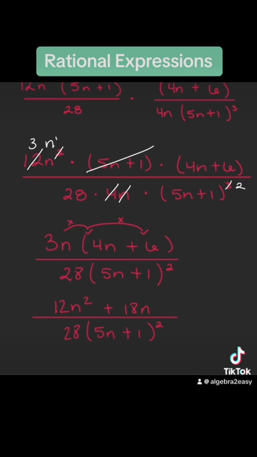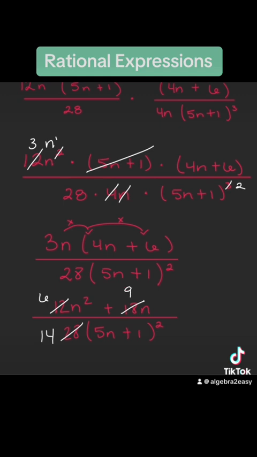Okay, and so now we're just looking to see if any of the coefficients have anything in common. Now, I can't touch the 5. It's stuck inside that parentheses, so you've got to leave it alone. But 12, 18, and 28 seem like the largest number they have in common is a 2. So I'm going to divide each of those by 2. 12 divided by 2 is 6. 28 divided by 2 is going to be 14. And 18 divided by 2 is going to give me 9.